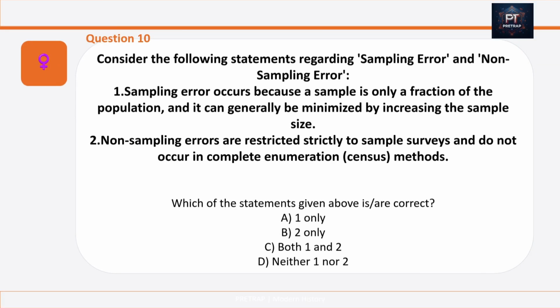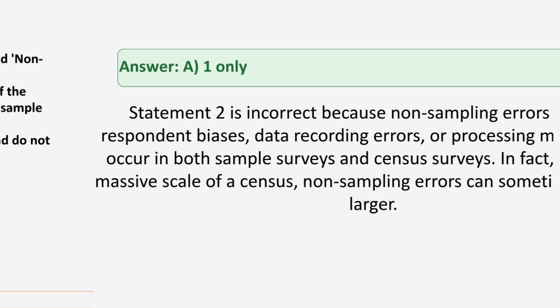Question number 10 is, consider the following statements regarding sampling error and non-sampling error. Number 1. Sampling error occurs because a sample is only a fraction of the population and it can generally be minimized by increasing the sample size. Number 2. Non-sampling errors are restricted strictly to sample surveys and do not occur in complete census methods. Which of the statements given above are correct? And the answer is option A.